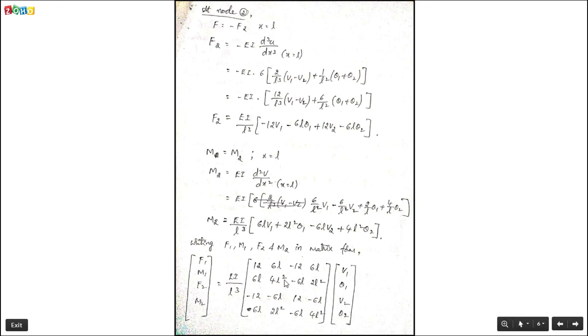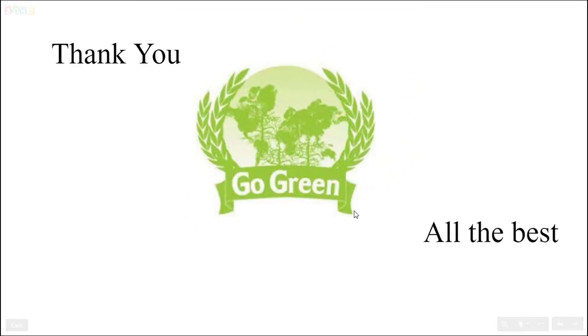So F equals KU: force matrix, stiffness matrix, displacement matrix. The forces at every node are F1, M1 at the first node and F2, M2 at the second node. The first node displacement is V1, theta 1, and the second node displacement is V2, theta 2. This is the stiffness matrix, related as F equal to K into U, with EI by L cube common. You have to learn this formula by heart. It is very important for solving problems. So this is the complete derivation of the stiffness matrix for beams.